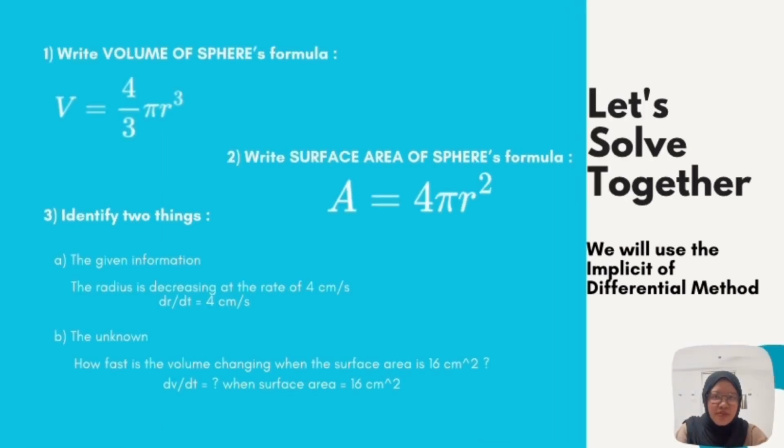In order to solve this problem, we will use the implicit differentiation method. First and foremost, we need to write the volume of sphere's formula, V equals 4/3 pi r cubed. Secondly, we need to write the surface area of sphere's formula. Thirdly, we need to identify two things, which are the given information about the radius that is increasing at the rate of 4 cm per second, or dr/dt equals 4 cm per second. And the unknown, which is how fast the volume is changing when the surface area is 16 cm squared, or dV/dt equals unknown when surface area is 16 cm squared.